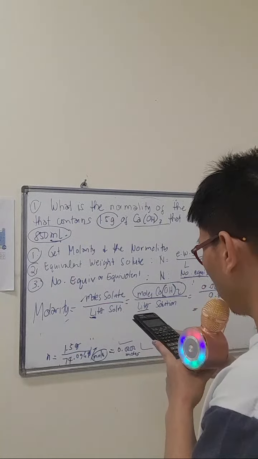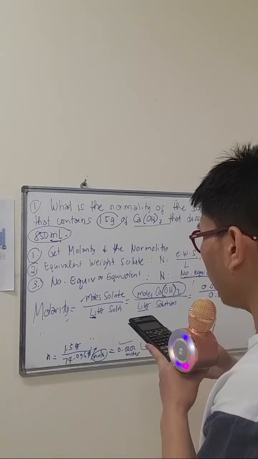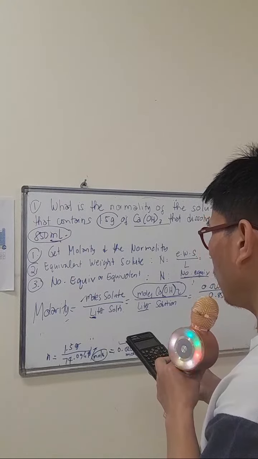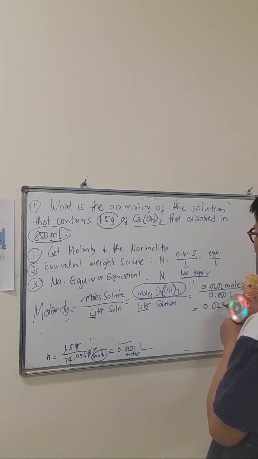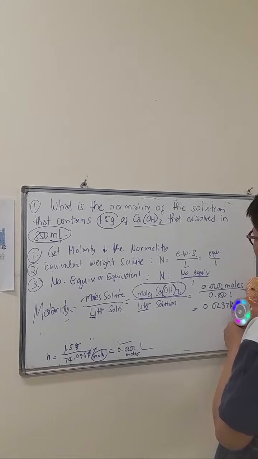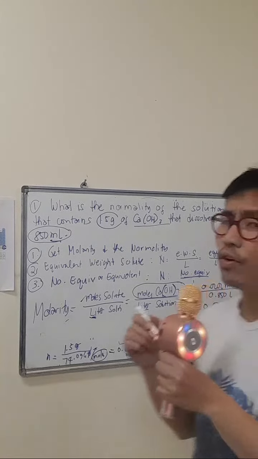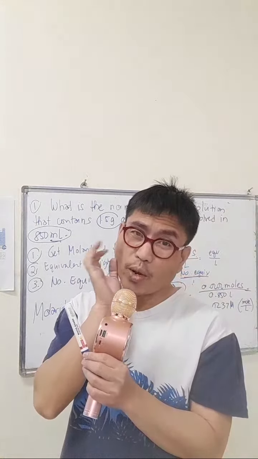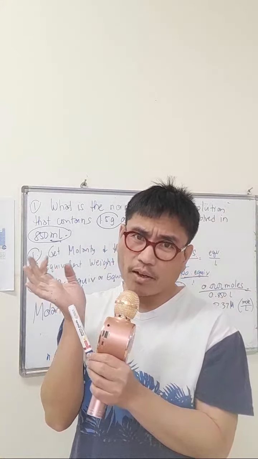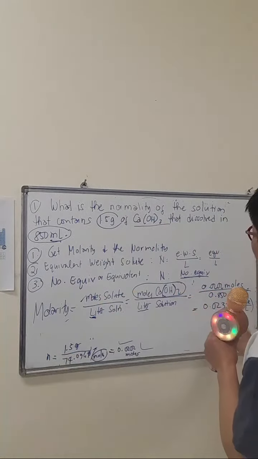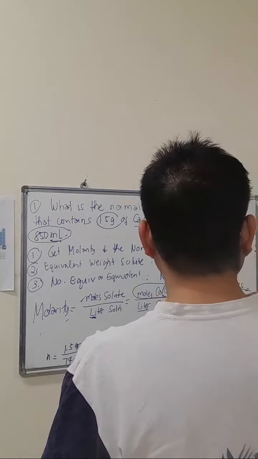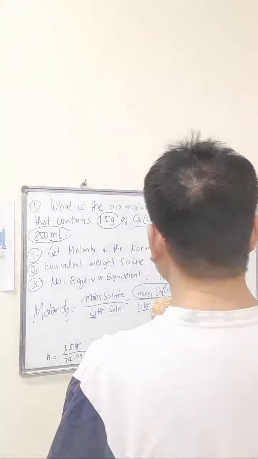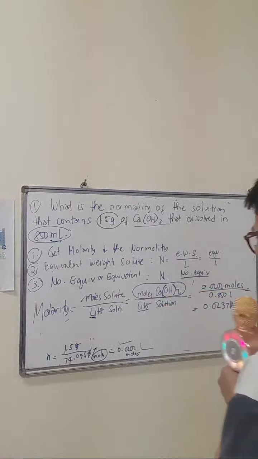0.0202 divided by 0.850. I have here 0.0237. 0.0237 molar, or shall we say moles per liter, just the same. Moles per liter is for the purpose of dimensional analysis, the conversion way of solving problems. But molarity is not so because it's specific. It can be applied only in chemical equilibrium topics. Now we have the molarity.